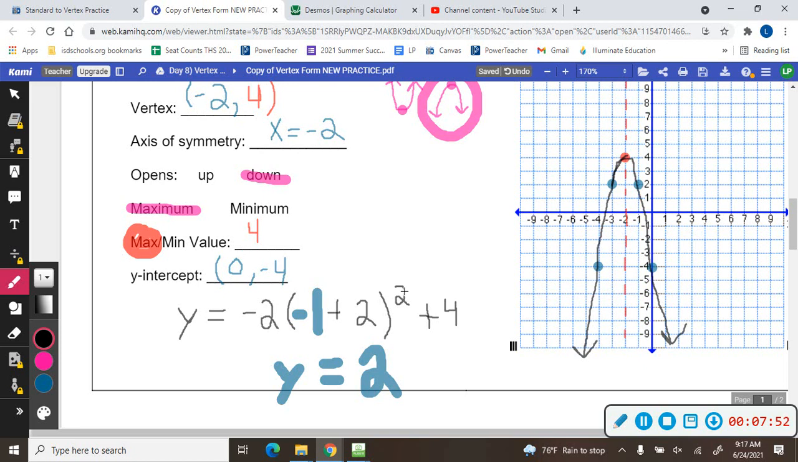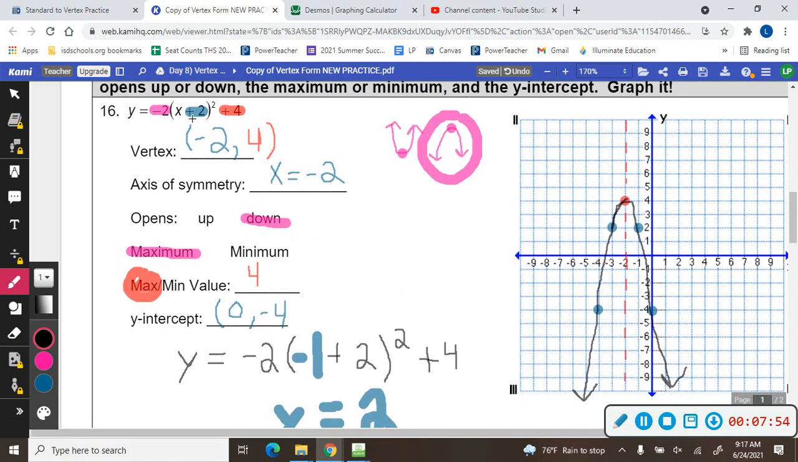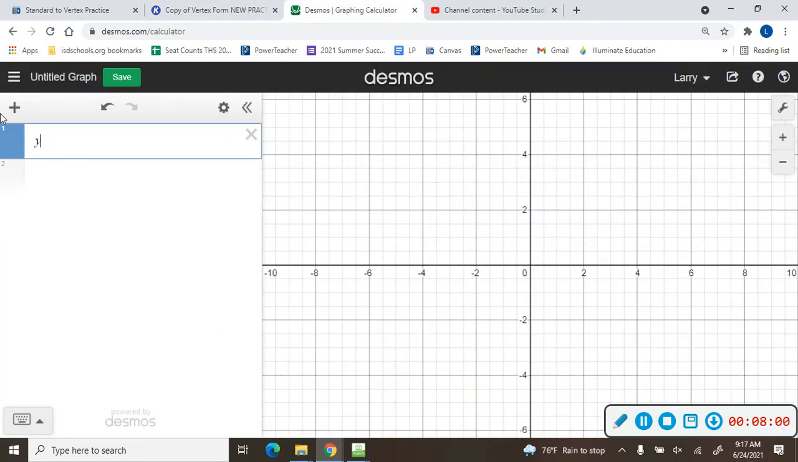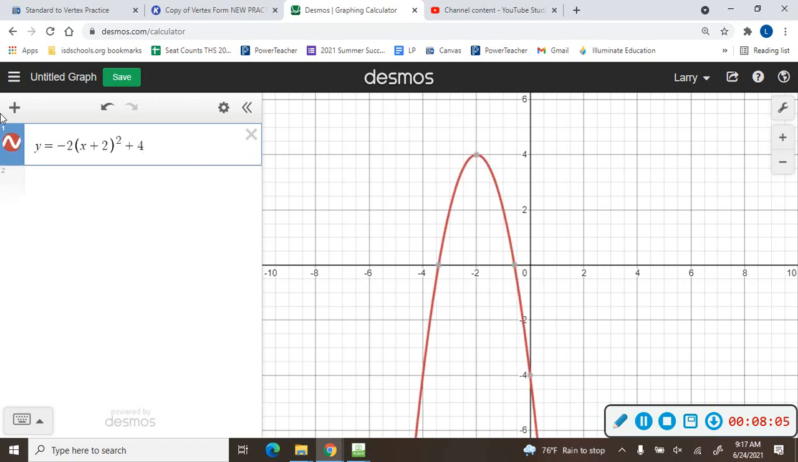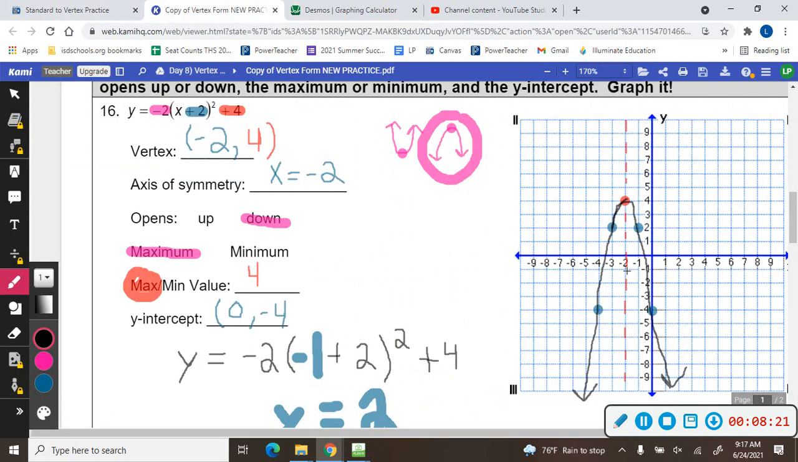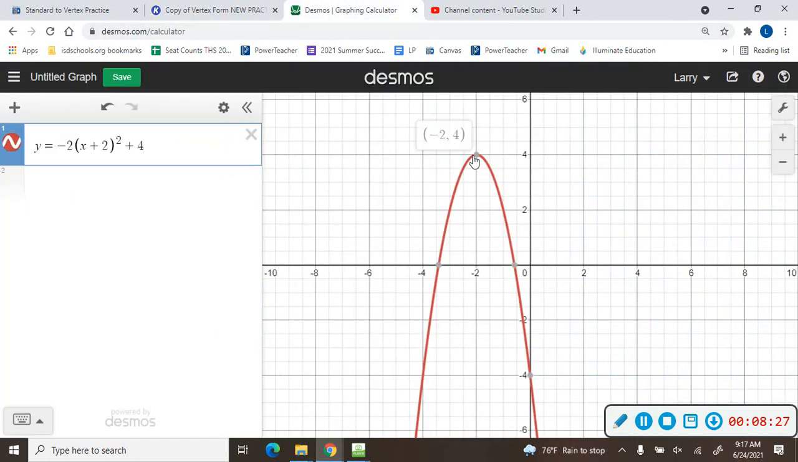Now to check my work, let's go see if I get the same thing. -2, x plus 2 squared plus 4. Does mine look like that? Yes. Not exactly, but this is what we call a rough sketch. Things to really check. Is my y-intercept -4? Yes. Is my vertex -2, 4? Yes. So I would say that I'm good.